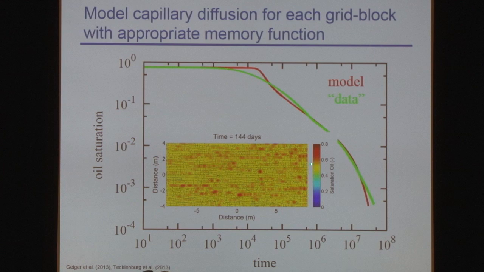We do this, again, as a simulation with unstructured grids. You can barely make out where the fractures are. They're filled with water, and the oil saturation is higher in the rock matrix. We measured the saturation as a function of time at the outlet of this geometry. The green is the data, and the other is the simulated oil saturation as a function of time. If we use this approach, taking a memory function to model diffusion in the rock matrix, we get a very nice agreement in our upscaled model between model and data.